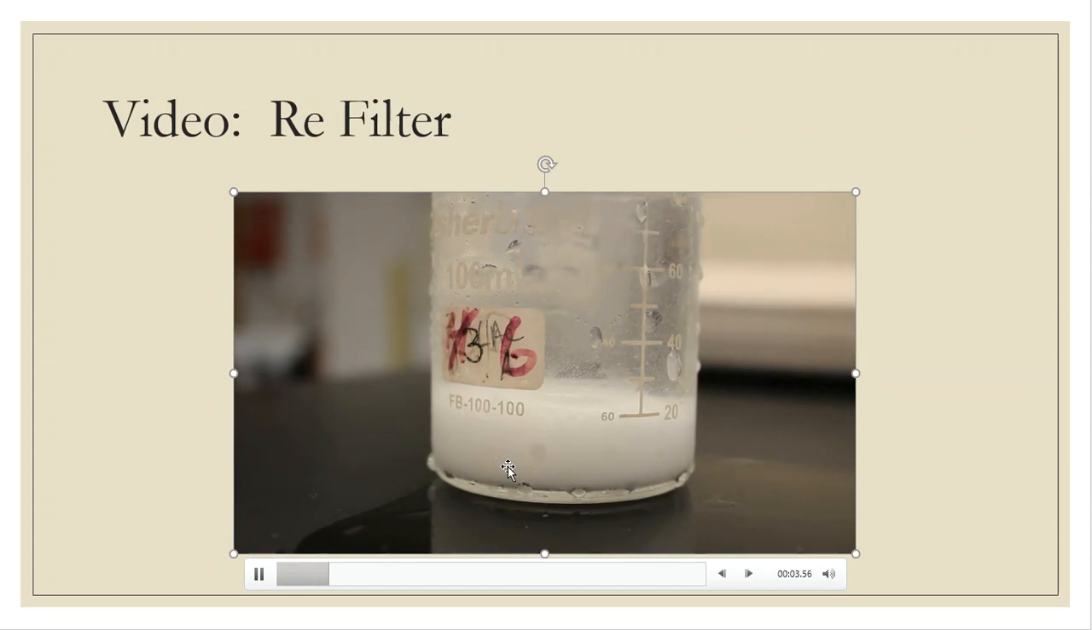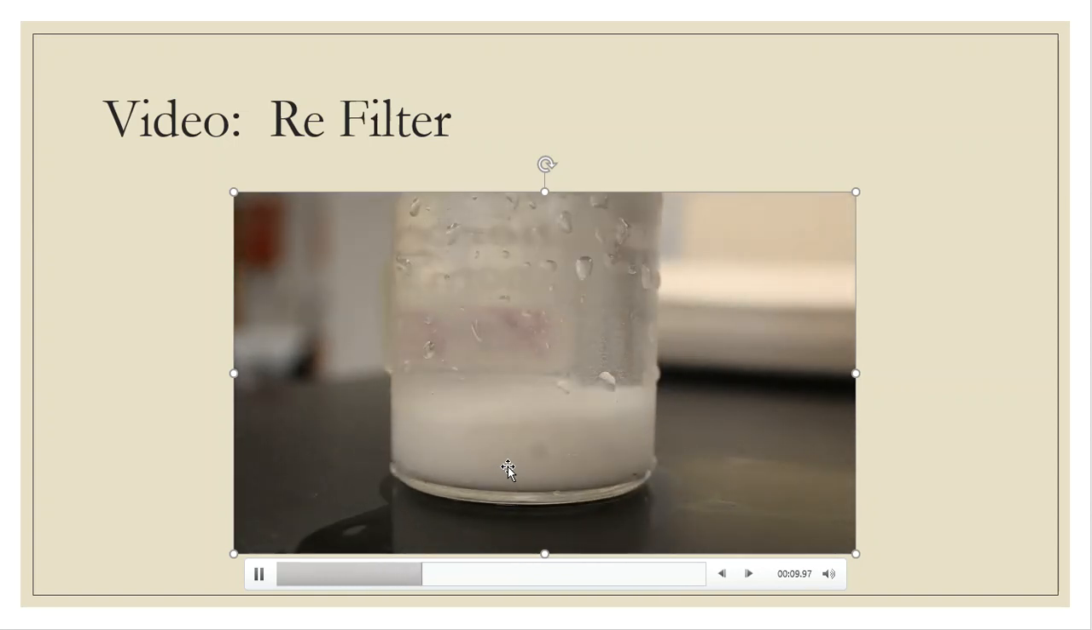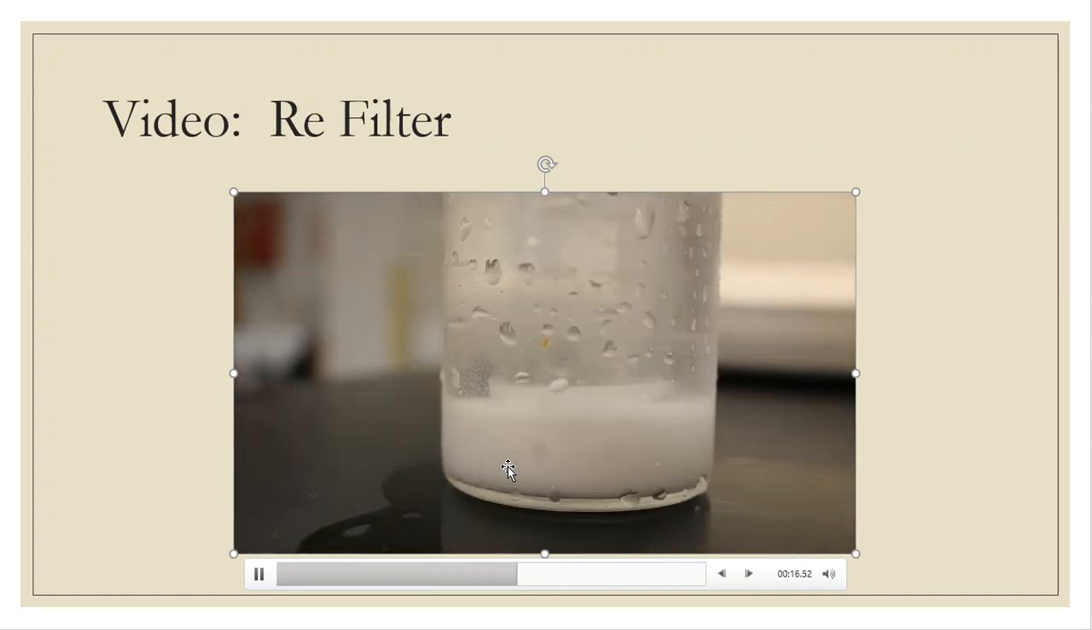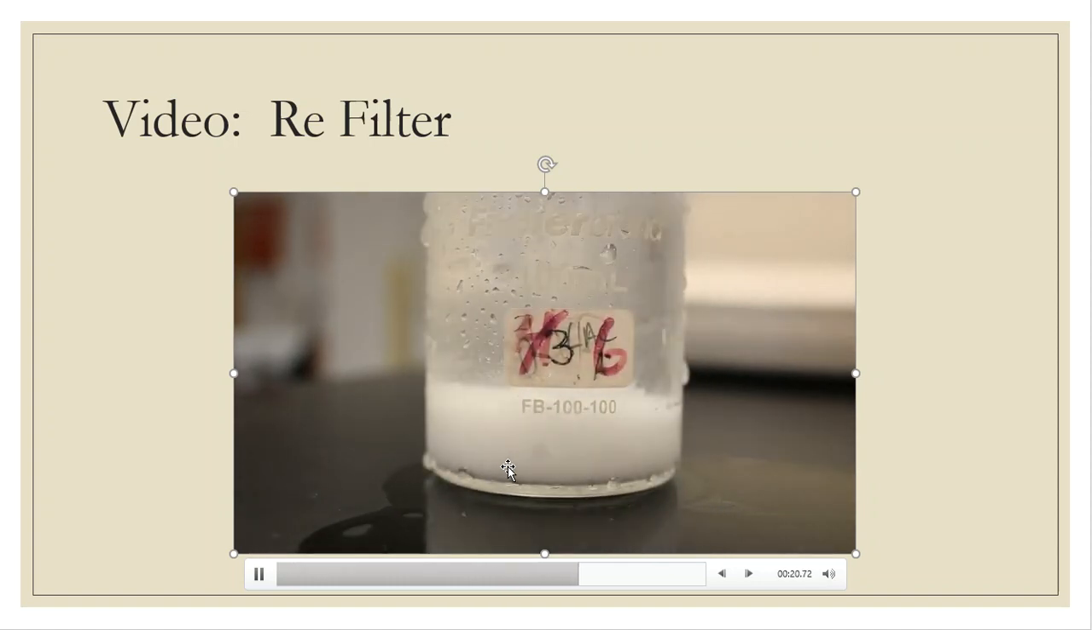Okay, so this is my second filtration attempt. The reason I'm doing this again is because all of this actually went through my filter paper the first time, and I caught it in the filter flask down below. So all of this is product that I do not want to lose, and if I didn't catch it, all of this would have ended up down the drain, and my percent yield would have gone, boom, right? So I'm going to filter this through again for a second.